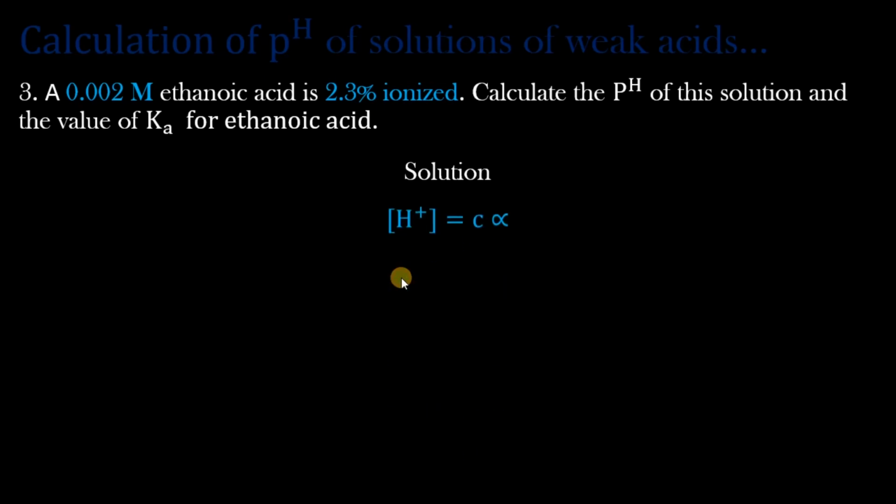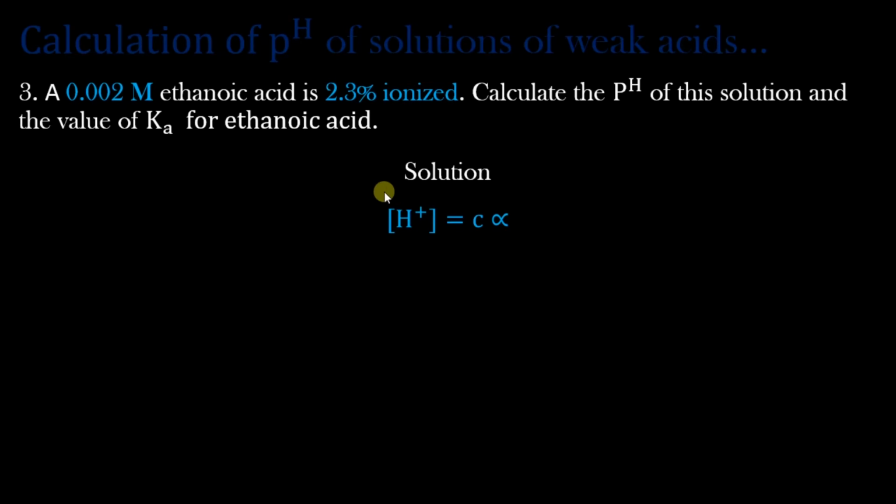Using this information, you see this question is a very simple question. We have not written the equation; I hope you are now used to that. You can write it. The molar concentration of hydrogen ion is going to be alpha times C, and alpha is 2.3 out of 100.